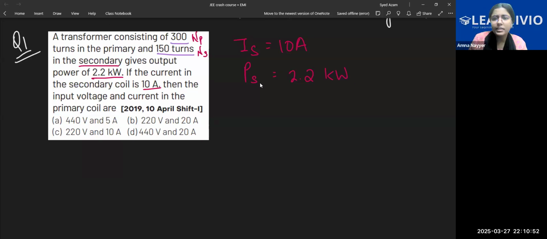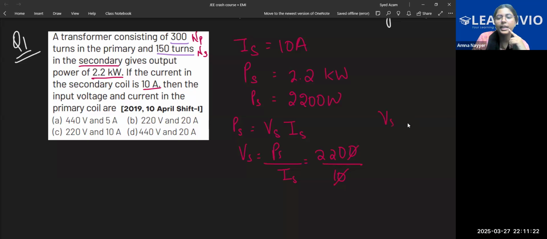Yeah, this is saying power in the secondary coil is 2.2 kilowatt. So let us convert this. 2.2 kilowatt means 2200 watt, right? So this is the power in the secondary. Power in the secondary is voltage in the secondary into current in the secondary. These two we know, Vs is missing. Vs will be power in the secondary by current in the secondary. So power in the secondary is 2200 divided by 10. So voltage in the secondary is 220. So two options are there, right? It means D cancelled, A cancelled.